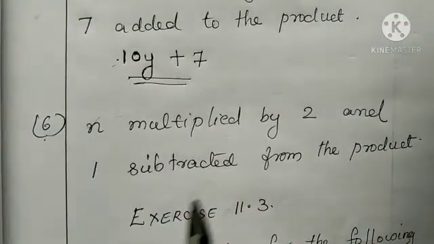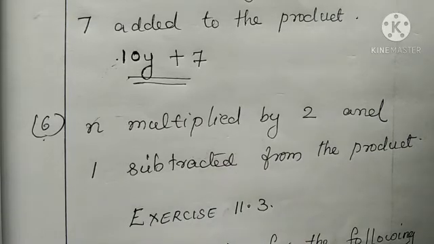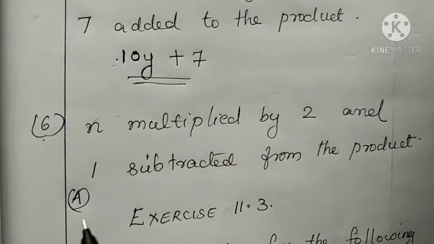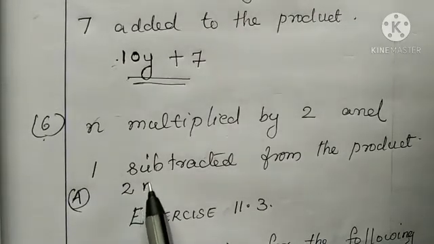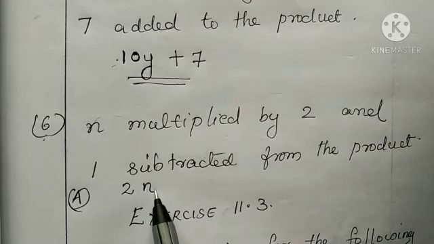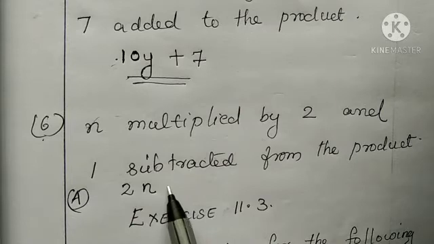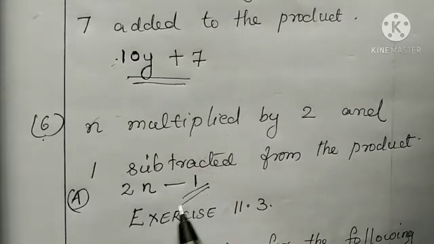Next. n multiplied by 2 and 1 subtracted from the product. How will you write the answer? n multiplied by 2 means 2 into n, 2n. And 1 subtracted from the product. 1 subtracted means minus 1. So 2n minus 1 is the answer.